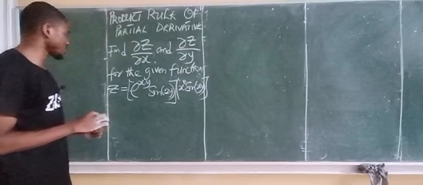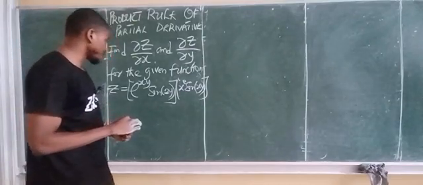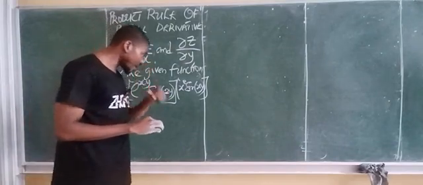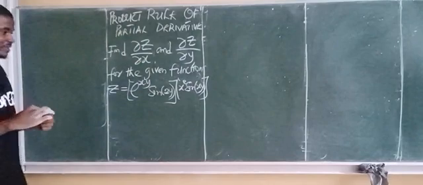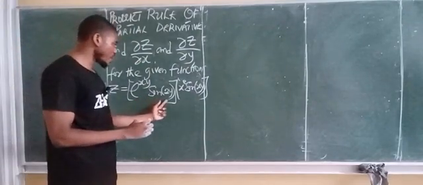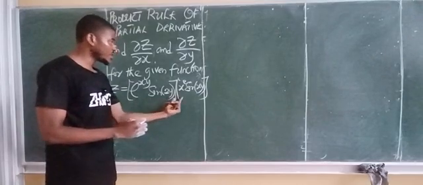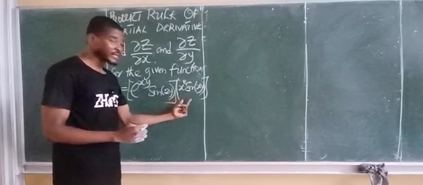So let's say we are given to find partial z partial x and partial z partial y for the given function z equals exponential xy sine 2y multiplying x squared sine xy. Okay, so as always, notice now that we have exponential xy sine 2y multiplying by x squared sine xy.